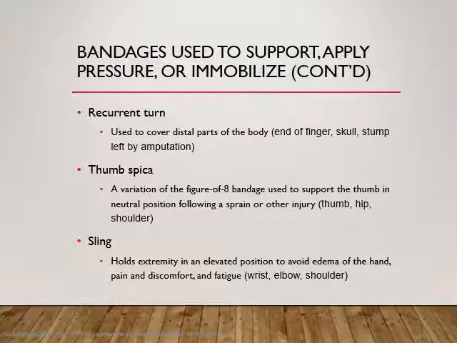Thumb spica, a variation of the figure 8 bandage used to support the thumb in neutral position following a sprain or other injury. Used for the thumb, hip, or shoulder.